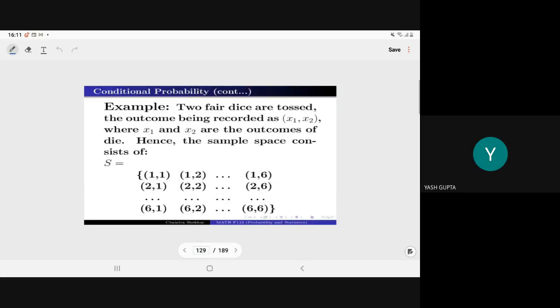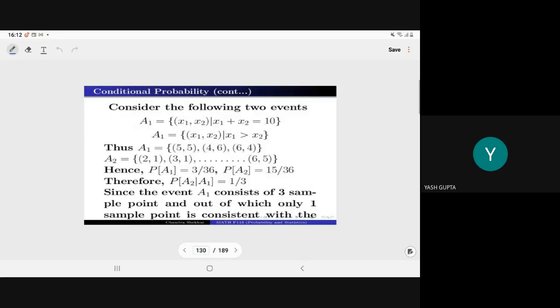Let us understand the same thing with an easy example. Two fair dice are tossed, the outcome being recorded as x1, x2, where x1 and x2 are the two outcomes of the dice. The sample space will become 1 1, 1 2, up to 1 6, 2 1, 2 2, up to 2 6, and so on, up to 6 1, 6 2, up to 6 6. In total we have 36 sample points or simple events.